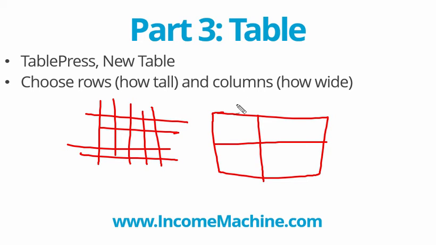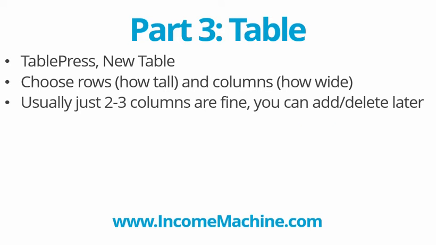All right, so we're going to tell it we want 2 columns. So we have 1, 2 columns, and then we're going to have 2 rows, 1, 2 rows. That's what we're going to do. Usually just 2 or 3 columns are fine. You don't need to make 5 or 10 columns. You can add or delete later, and see how it looks with or without your sidebar, stuff like that.